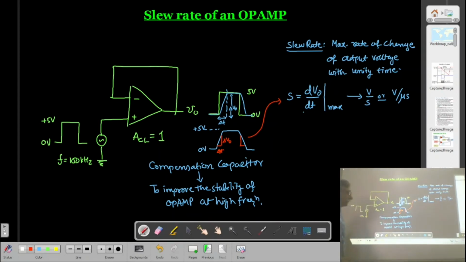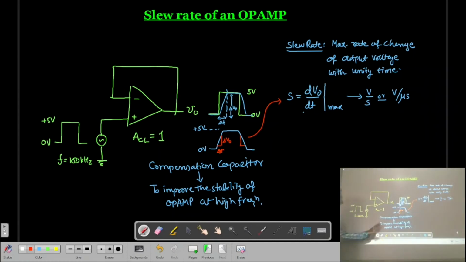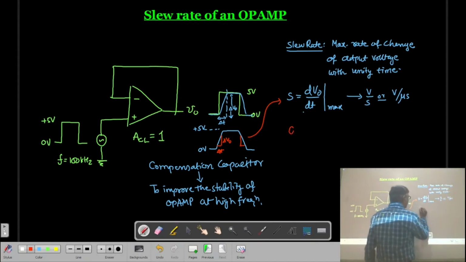Now we can also calculate the slew rate in another way, because there are capacitors. So for the capacitor, the charge on the capacitor we can write as Q is equal to CV.